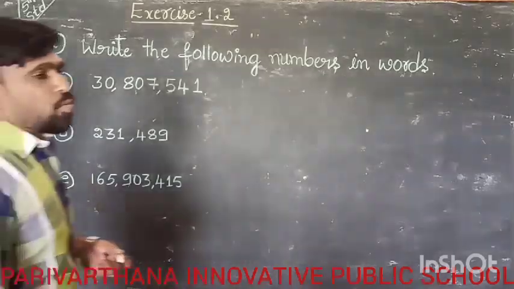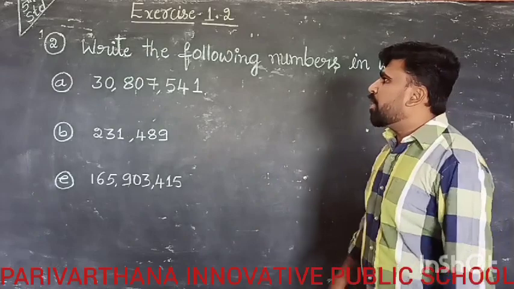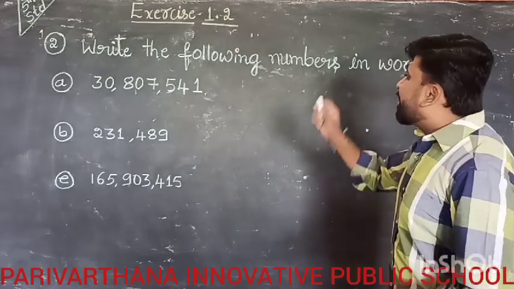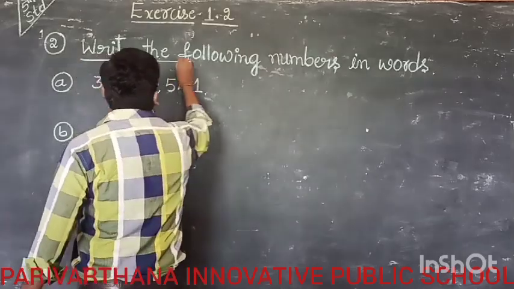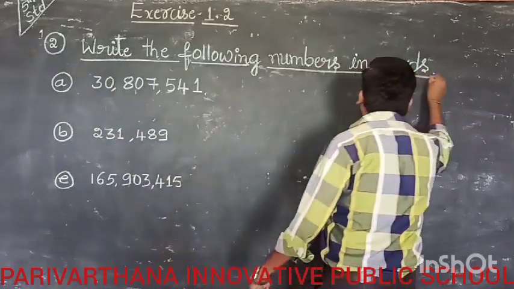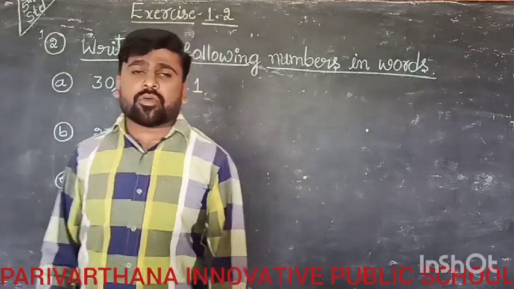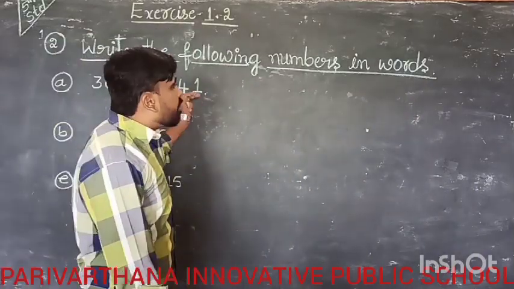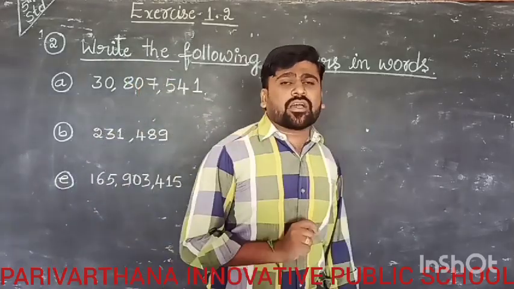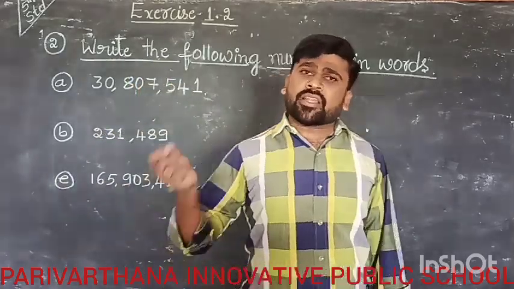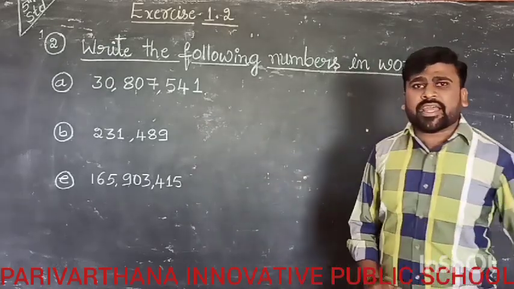Next, exercise 1.2, second main. Write the following numbers in words. Clear? Nothing but, regarding the second main, they have given the numbers in standard form. We have to read the number in the international system and write it in a sentence.